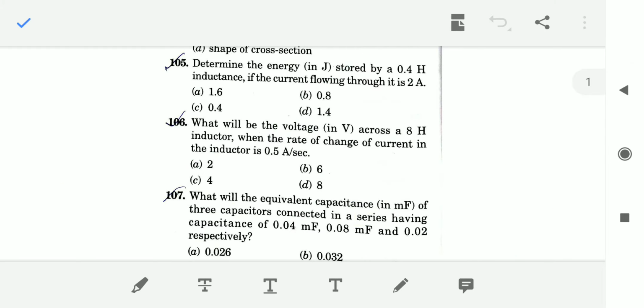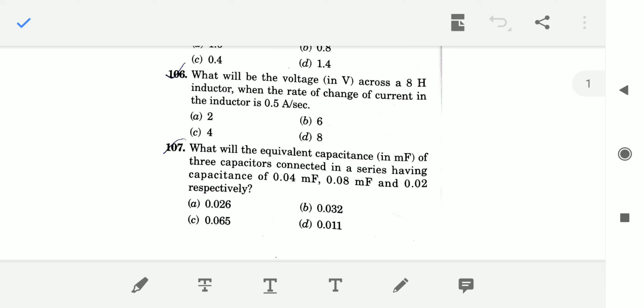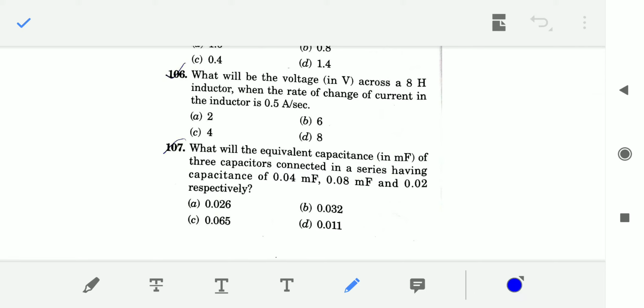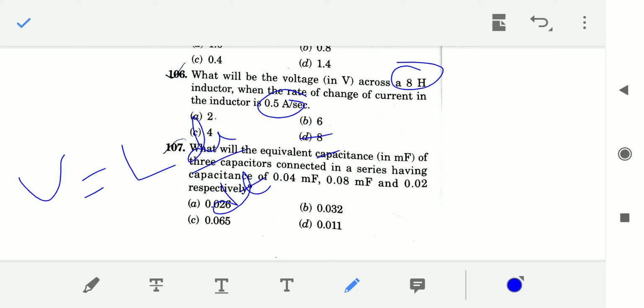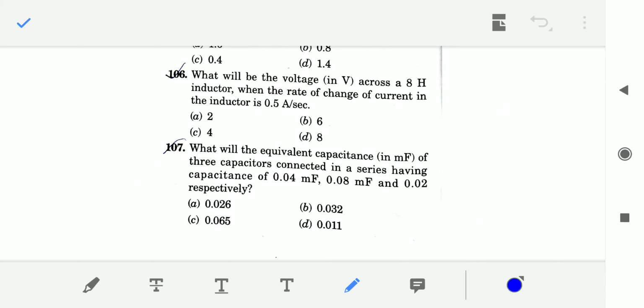Okay, next, coming to question number 106. What will be the voltage V in volts across an 8 Henry inductor when the rate of change of current in the inductor is 0.5 ampere per second? That means this is di by dt value and this is L value, and we know V equal to L into di by dt. So just multiply those two values, 8 into 0.5, it is equal to 4 volts, right? So the answer is option C.